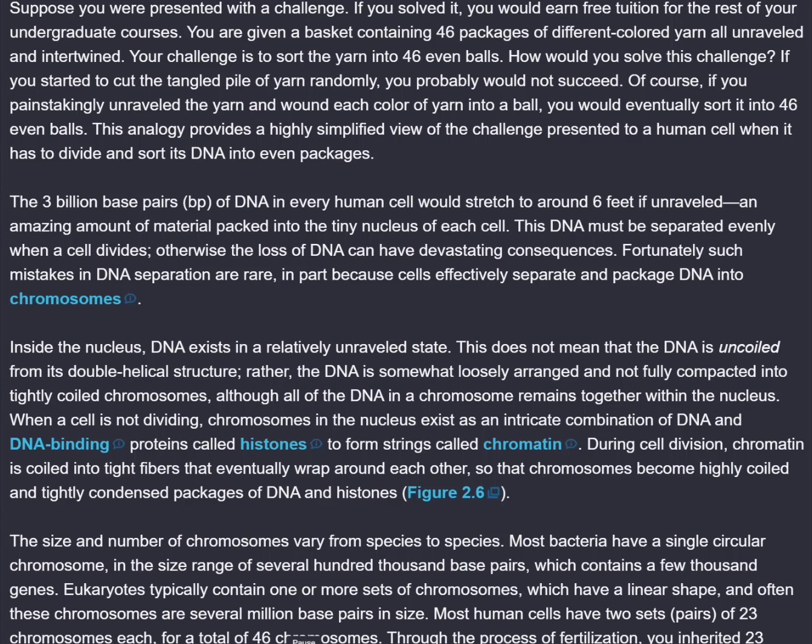If you started to cut the tangled pile of yarn randomly, you probably would not succeed. Of course, if you painstakingly unraveled the yarn and wound each color of yarn into a ball, you would eventually sort it into 46 even balls. This analogy provides a highly simplified view of the challenge presented to a human cell when it has to divide and sort its DNA into even packages.